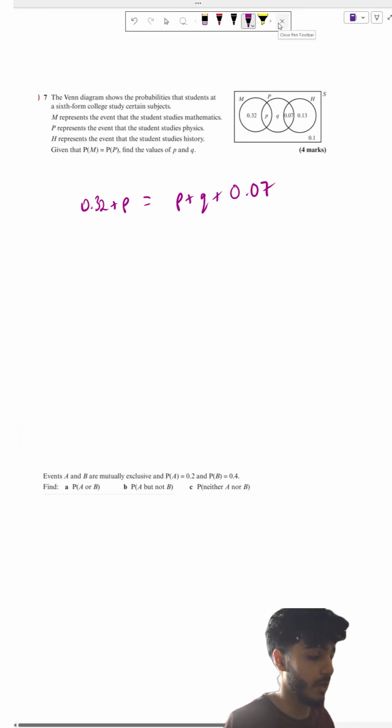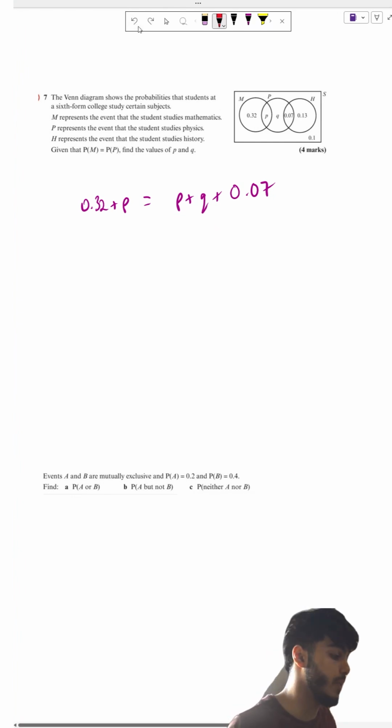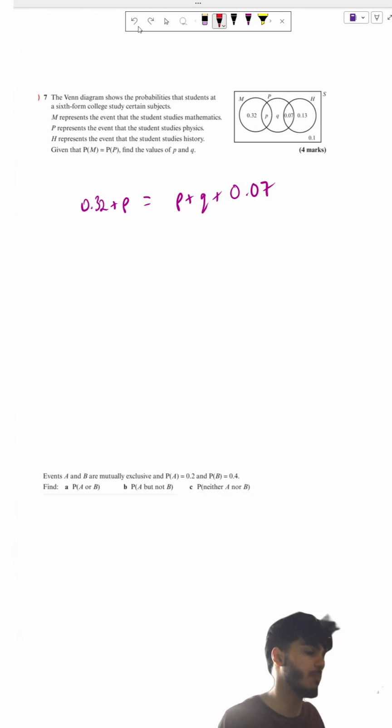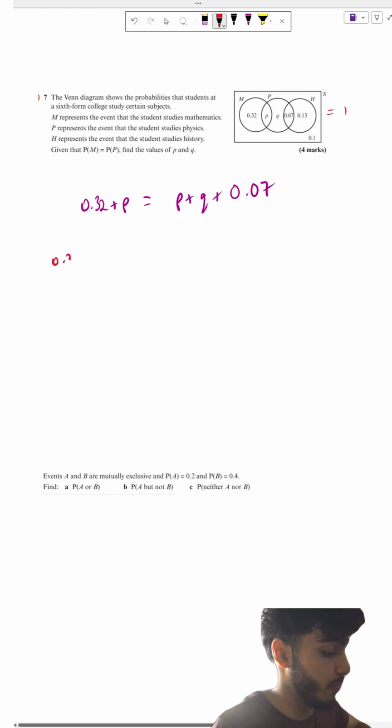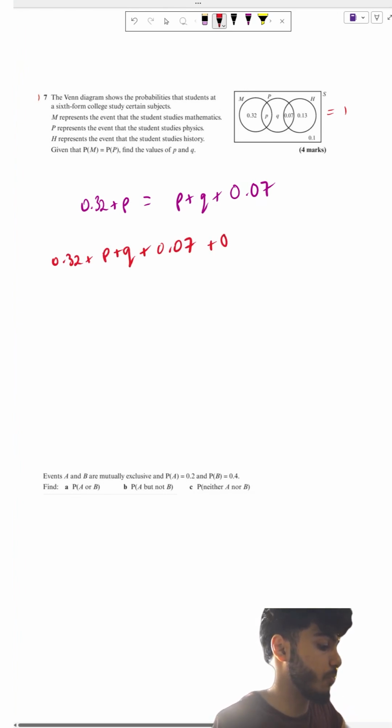Okay, our other equation. At the moment we can't solve this because we have 2 unknowns. So either we need to work out P first, or we need to work out Q first, or there might be some sort of simultaneous equations. Let's see. Another thing: the whole thing adds up to 1. When you add all the probabilities, it adds up to 1. So I'm going to do that. 0.32 plus P plus Q plus 0.07 plus 0.13 plus 0.1 is equal to 1.